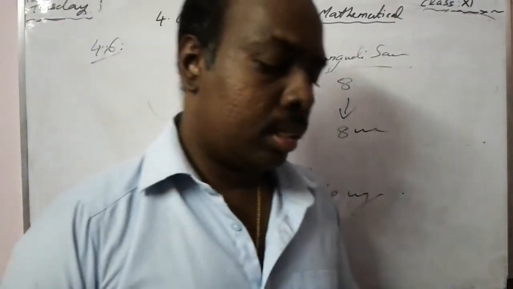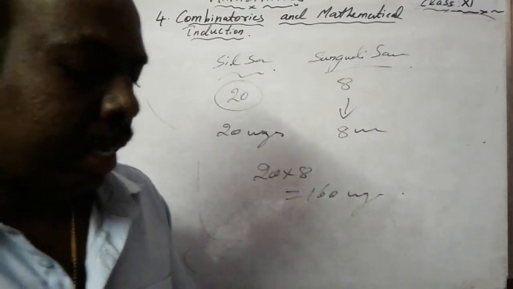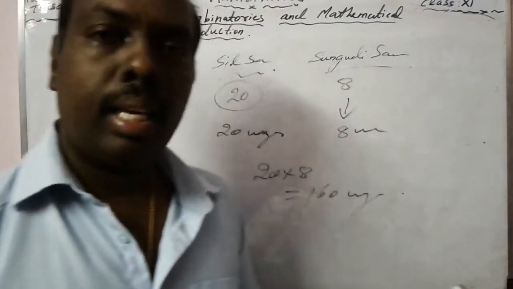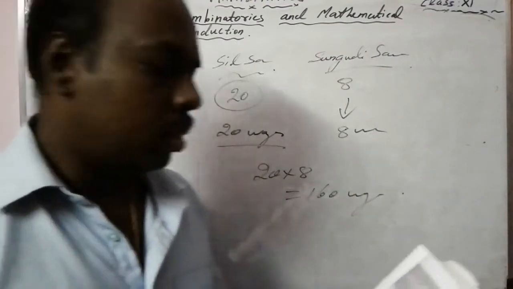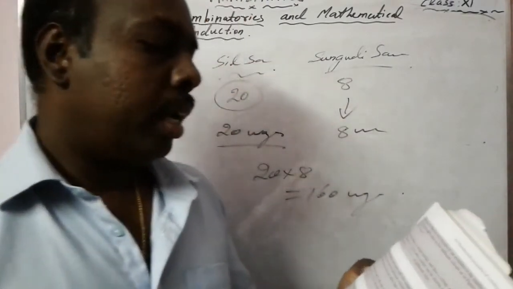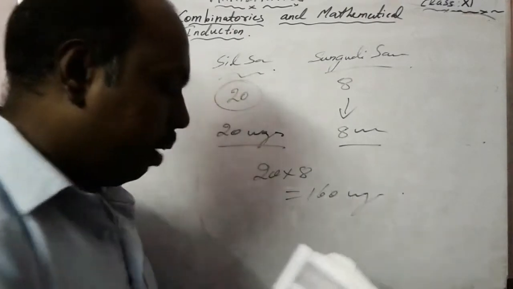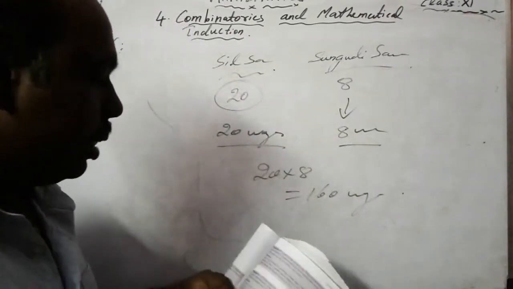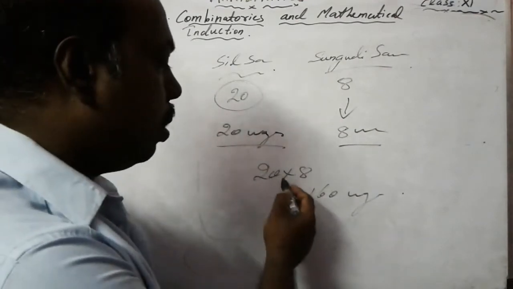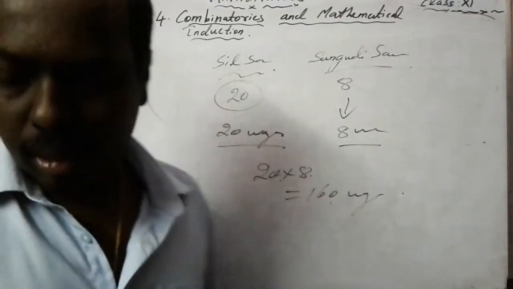So the steps you can write like this. The woman can select a silk saree in 20 ways, and the second type of saree in 8 ways. So therefore the total number of ways of selecting these 2 sarees is 20 into 8, that is equal to 160 ways.